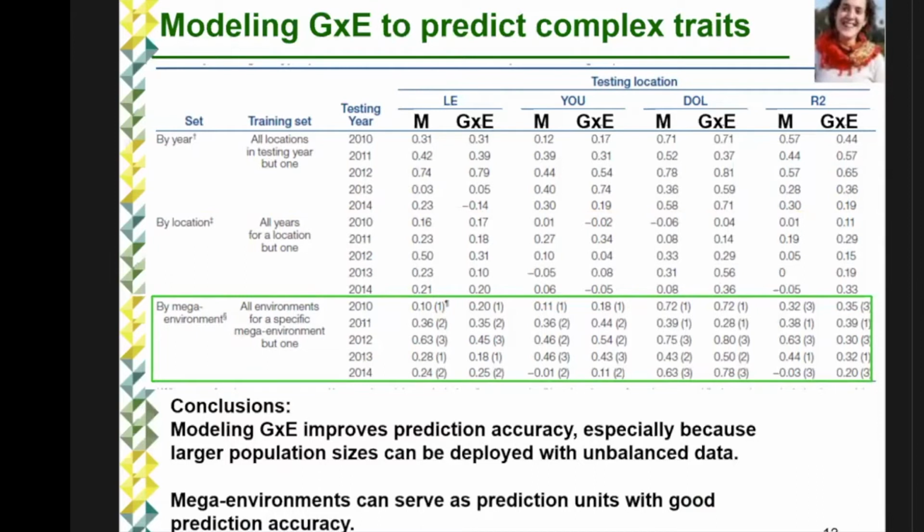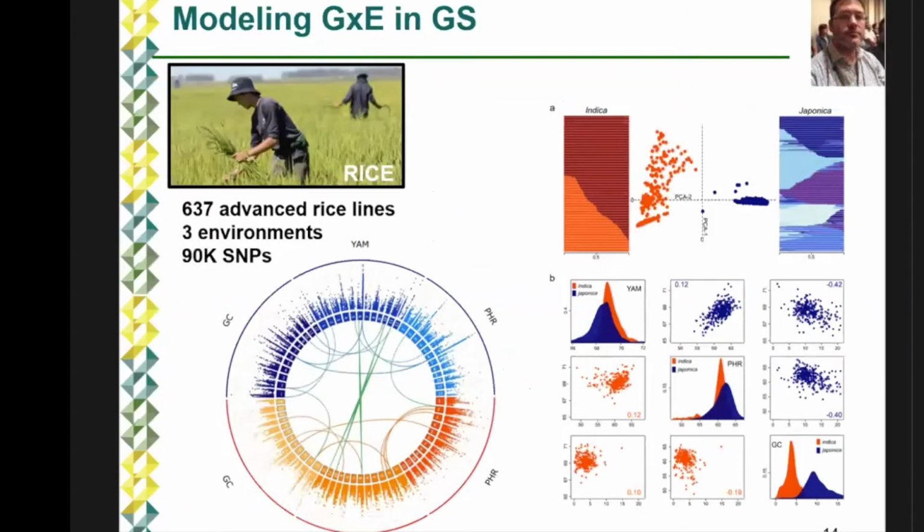So modeling G by E improves prediction accuracy, especially because larger population sizes can be deployed. But also, we can predict new environments if we rely on these mega environments or groups of environments that tend to have lower G by E. Then we can predict truly new environments. So that was one of the interesting things.